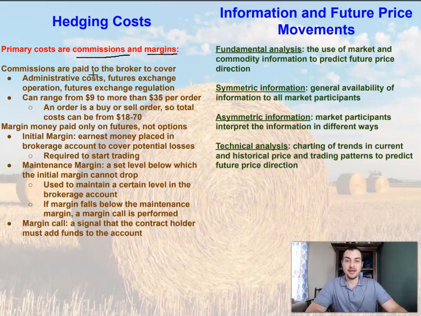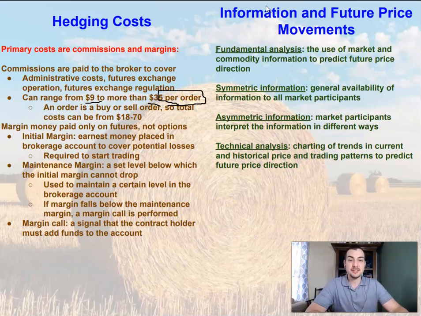So commissions are paid to the broker to cover aspects such as administrative costs. These commissions, or brokerage fees, is another term for it, are used to pay the broker to cover the administration costs, futures exchange operation, futures exchange regulations, things like that. These commissions can actually range from about $9 to more than $35 per order. The key aspect right there is per order.